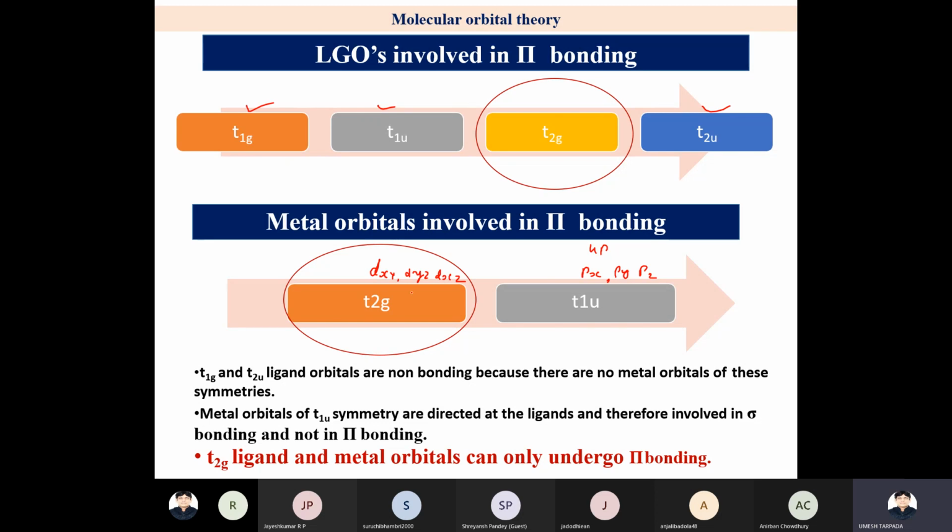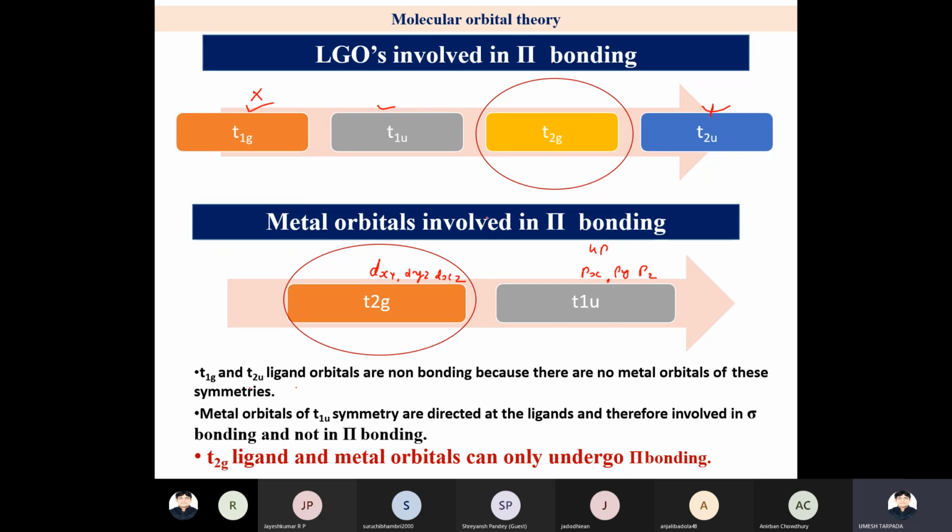So this will form the particular pi bond. So T1G and T2U. Here see T1G, T2U ligand orbitals are non-bonding because there are no metal orbitals of such symmetry. So you have both of these, T1G and T2U. So they remain as non-bonding. They cannot form the bond.